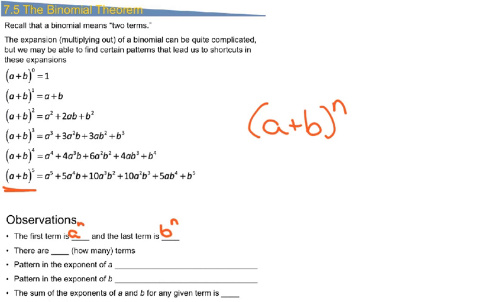As for the number of terms, if we just start counting, if we go (a + b) to the 5th, we have 1, 2, 3, 4, 5, 6, then 5, 4, 3, 2, down to 1. So there's always going to be n plus 1 terms.